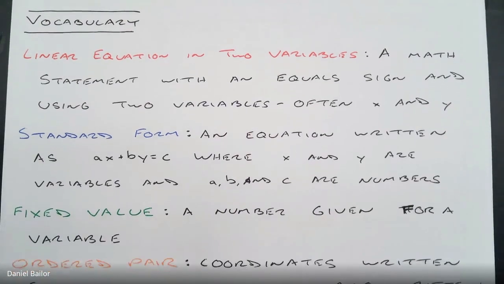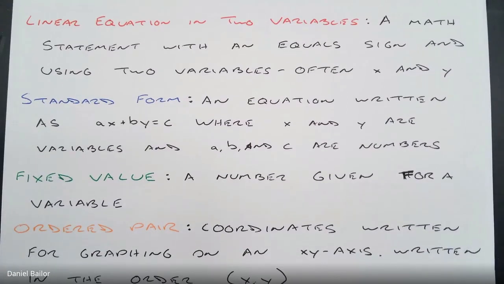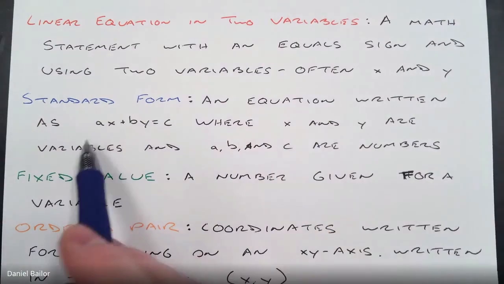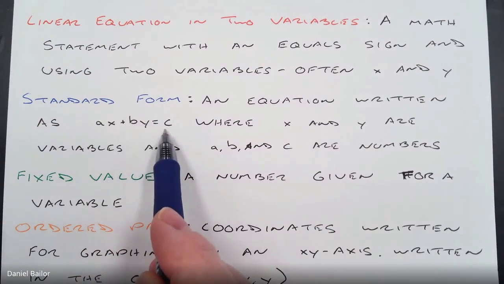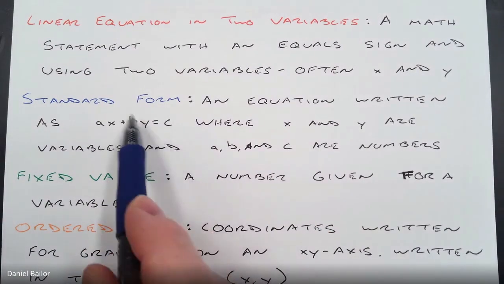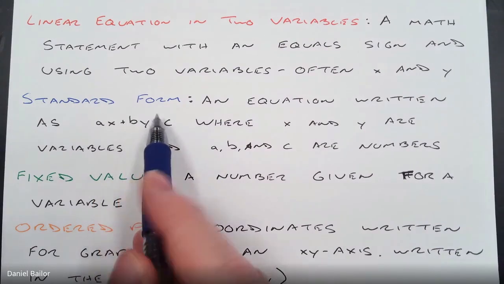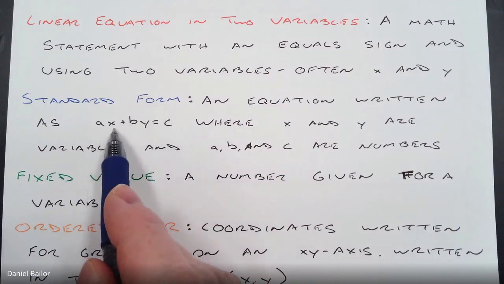Next vocabulary word, standard form. Standard form is a way to write an equation. Standard form equations are written like this: ax plus by equals c. This is standard form when the variables are on the same side. Standard form is when the variables are on the same side.